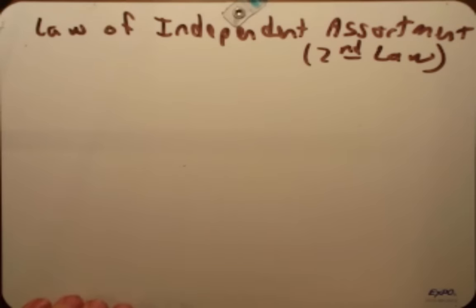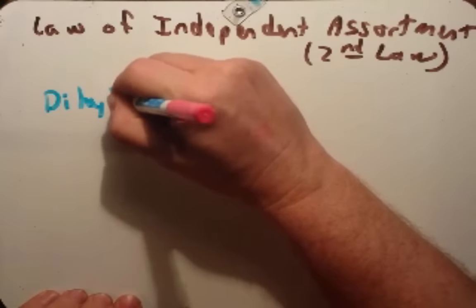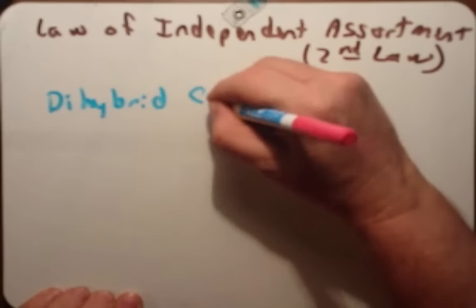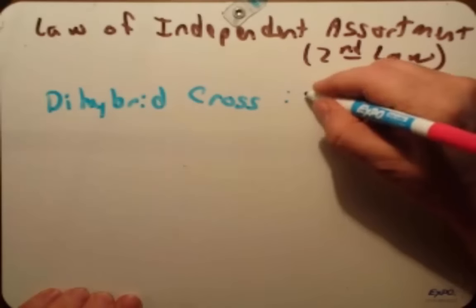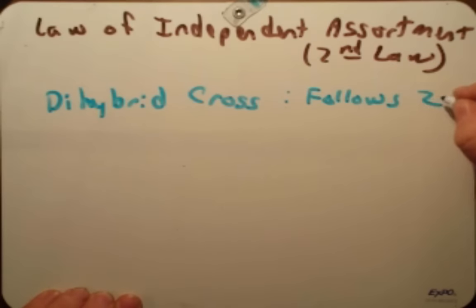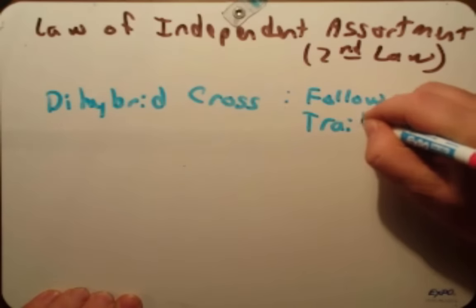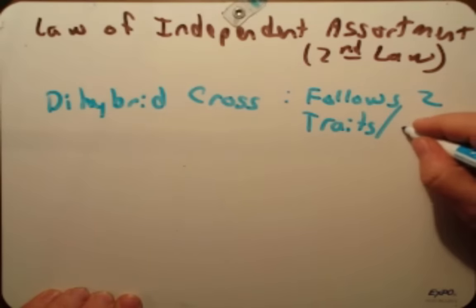And if you remember from the monohybrid cross, that was a cross where there was just one trait that was being watched. A dihybrid cross follows two traits, or we could say follows two genes.